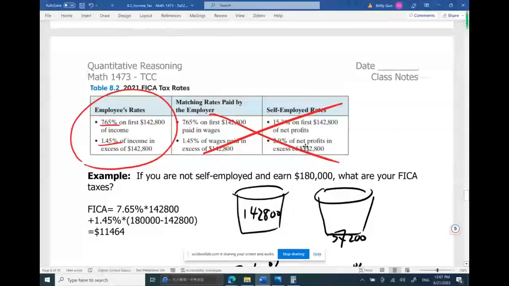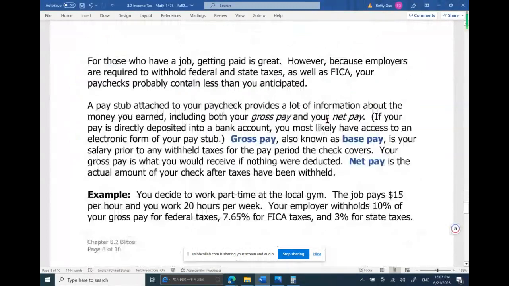If you are self-employed, then you're going to look at the last column. We have similar related problems in MyMathLab. Okay, let's see the next topic.